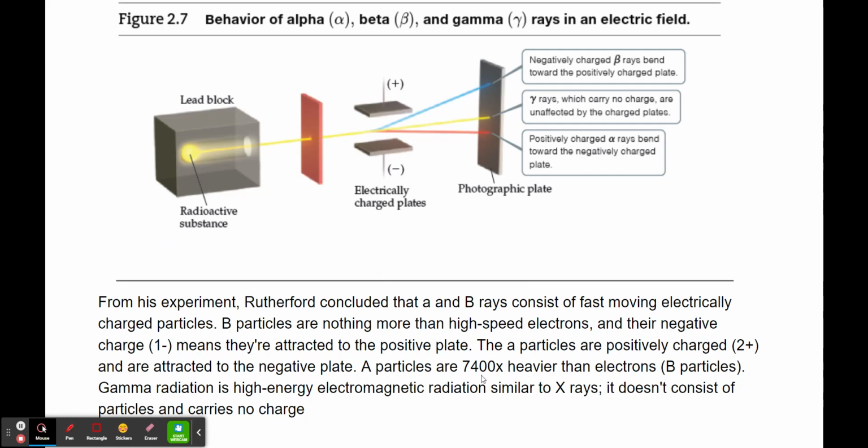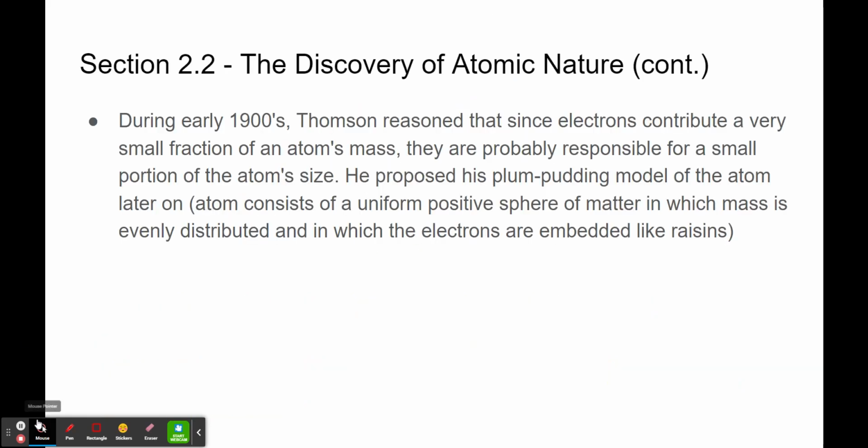And alpha particles are 74,000 times heavier than electrons, which are the beta particles. And then gamma radiation is just high energy electromagnetic radiation similar to X-rays, and it doesn't consist of particles and carries no charge. So that was just kind of his big experiment thing.